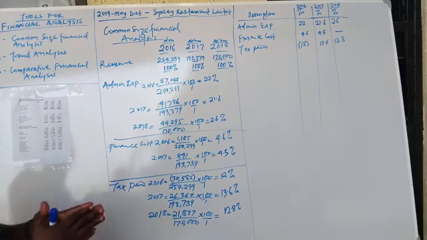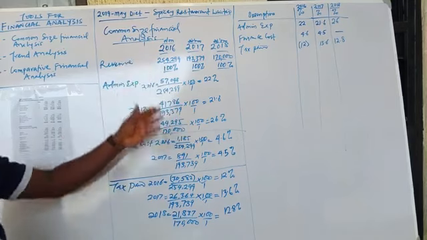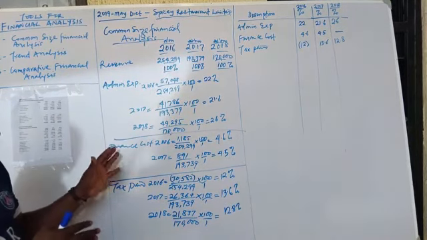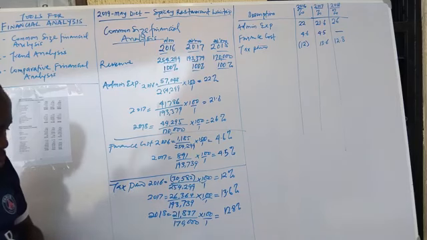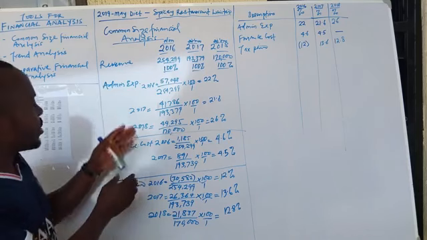Okay, I hope this is clear. That is common size financial analysis. You can use this for several things. You can use any of the items that you want. However, use it the way they ask you in your requirement. Okay, this is on income statement.